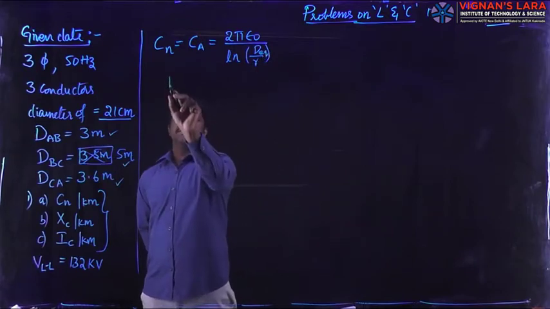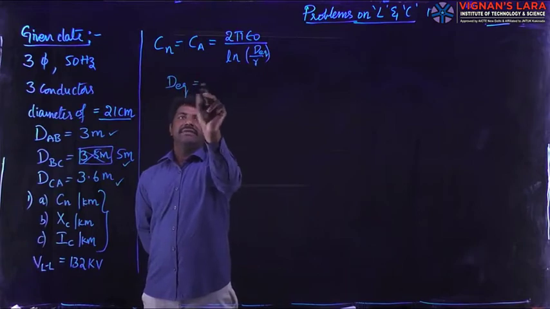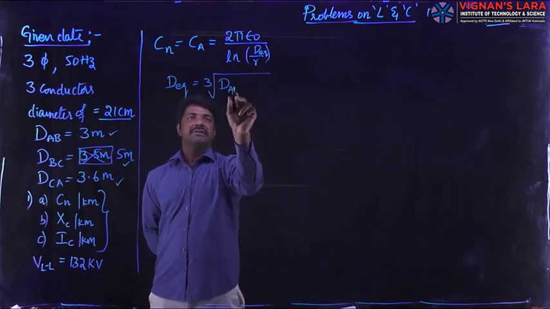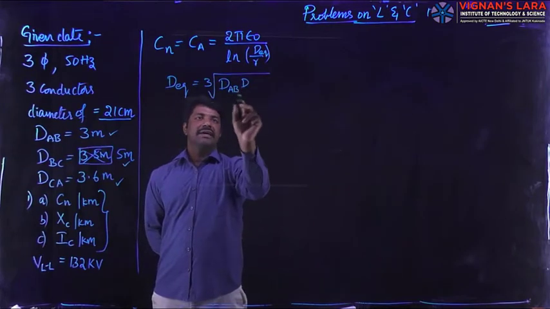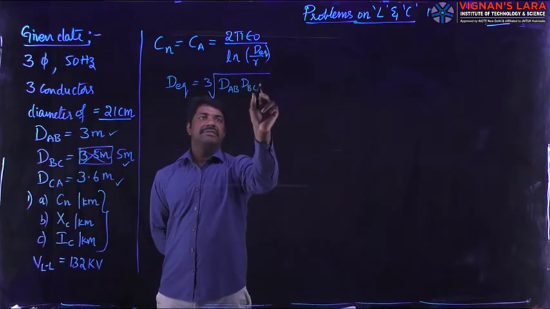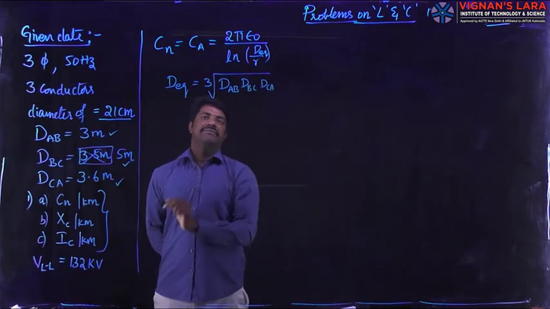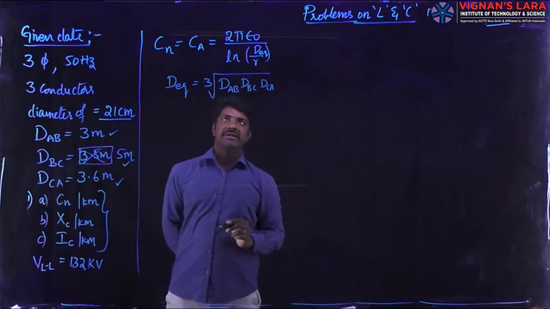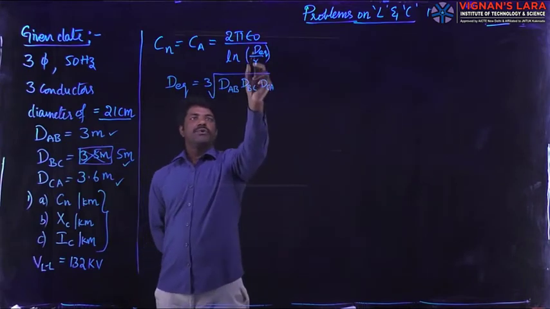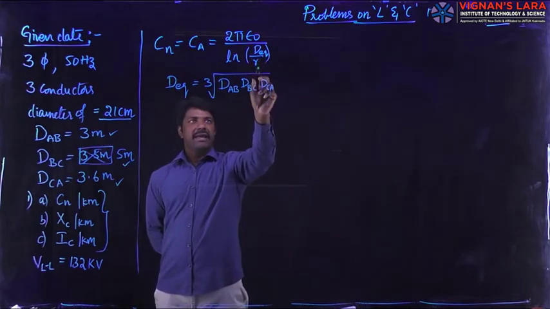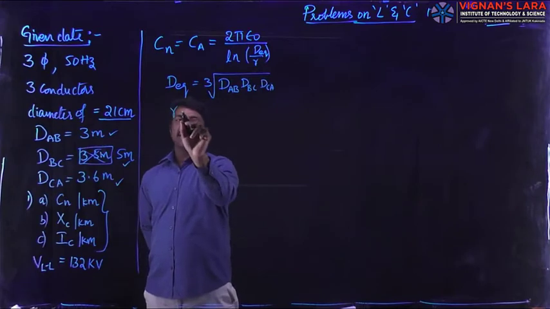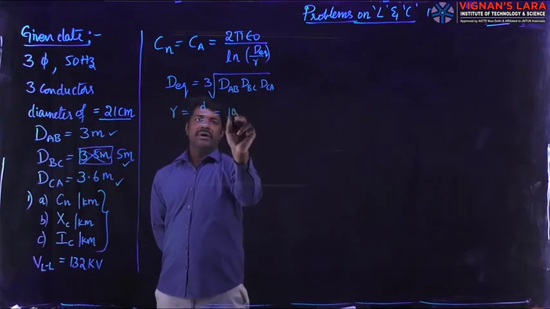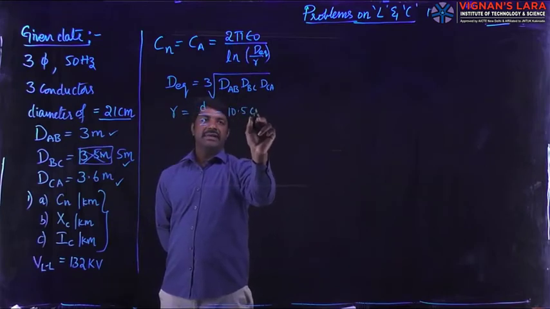Then what is d equivalent? The d equivalent is given by the cube root of the product of the possible distances. The product of the possible distances is DAB, DBC and DCA. So we will get the capacitance as 2 pi epsilon naught divided by ln of the cube root of DAB, DBC, DCA by r. Coming to the radius r, which is equal to diameter by 2, which is equal to 10.5 centimeters.